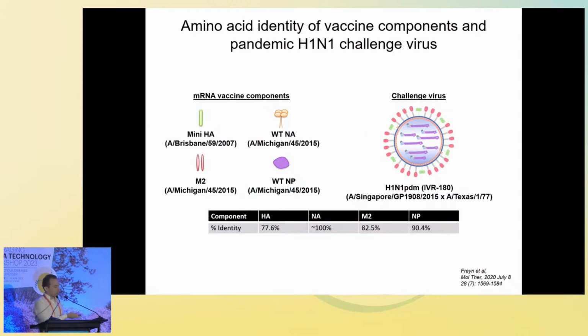It's an H1N1 pandemic strain, and you can see at the bottom of the slide the amino acid similarity between the vaccine antigens and the virus, IVR180. So the HA and the M2 components were pretty different. NP is fairly conserved, and the NA was identical.